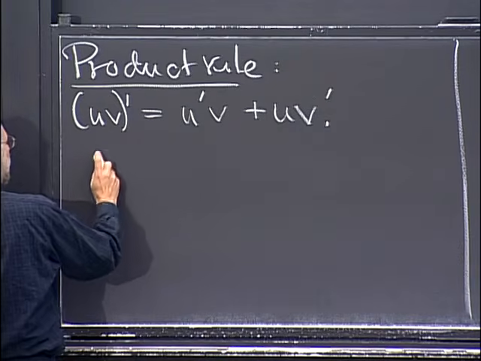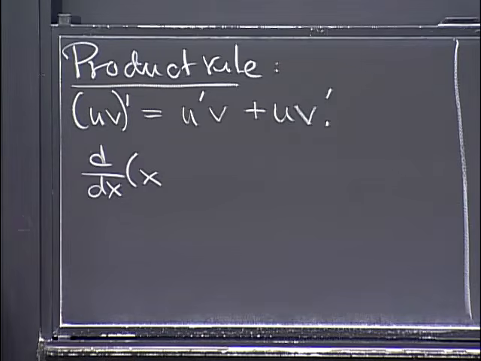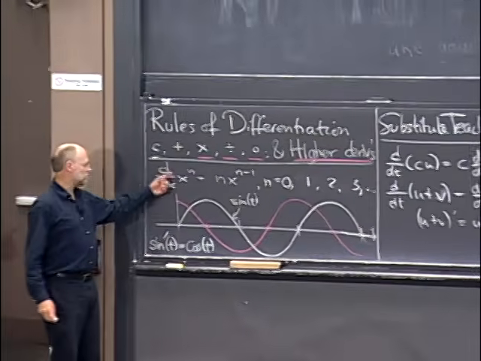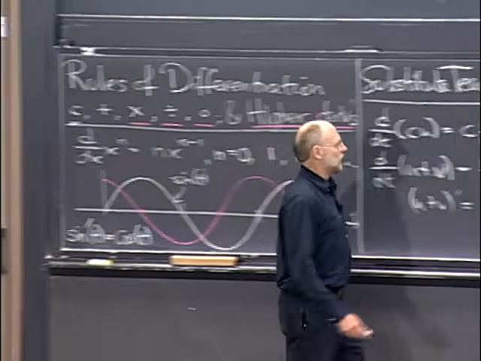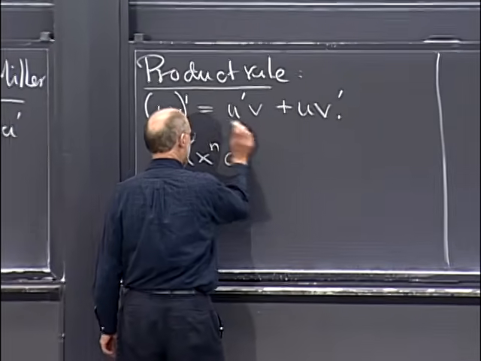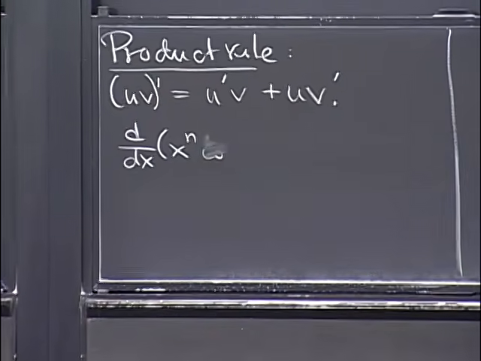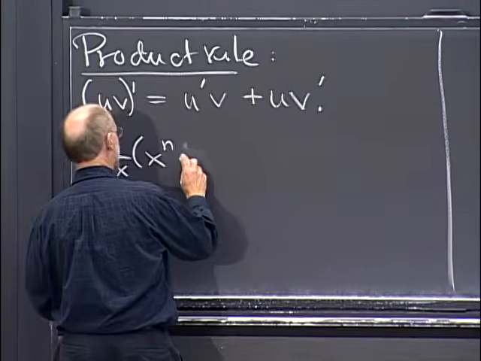For example, suppose that I wanted to differentiate the product of these two basic examples that we just talked about. I'm going to use the same variable in both cases instead of different ones like I did here. So the derivative of x to the n times sine of x. So this is a new thing. Couldn't do this without using the product rule.